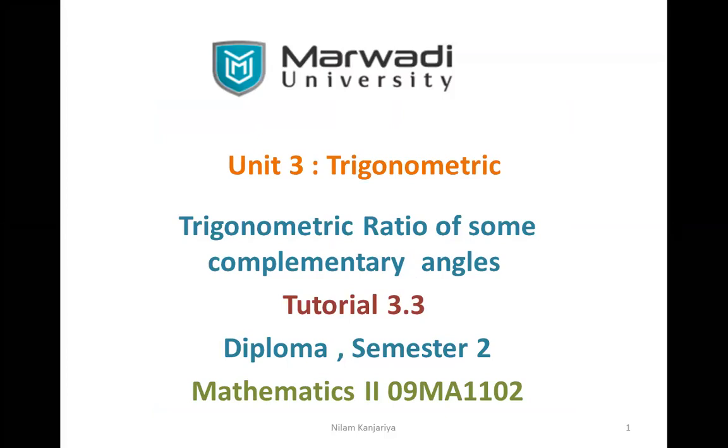So students, this tutorial 3.3 depends on the complementary angles. First of all, you should know about the complementary angles. Complementary angles means the sum of any two angles gives you the value 90 degrees. This type of angle is known as complementary angles.